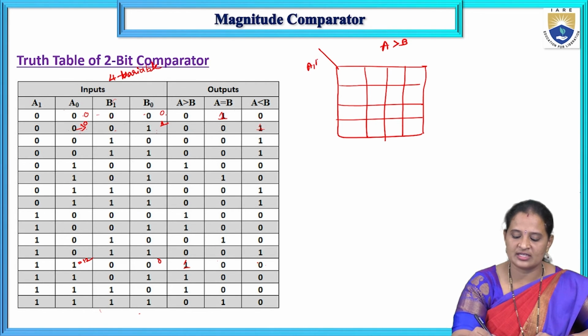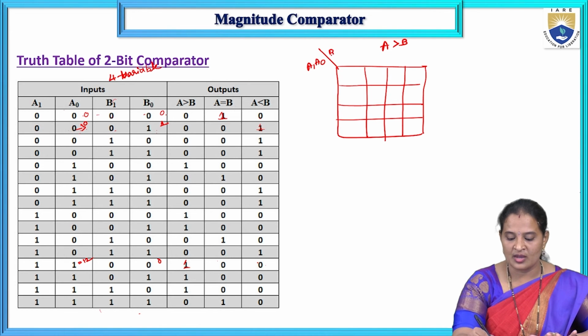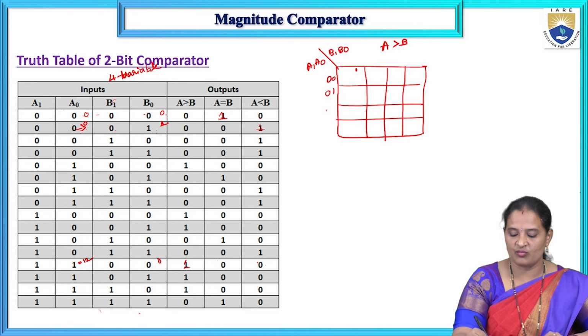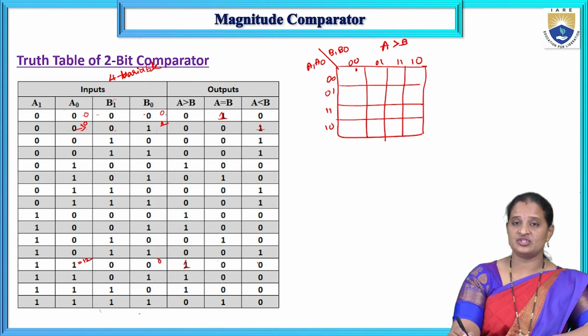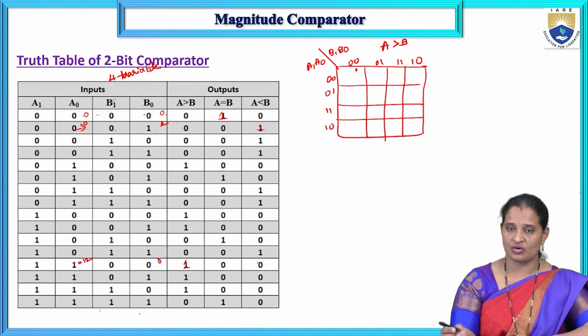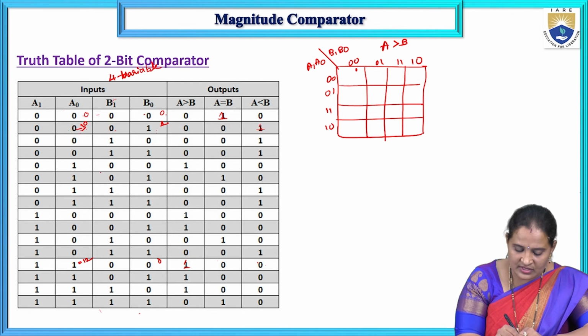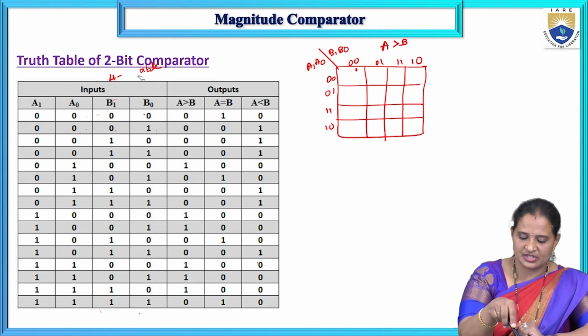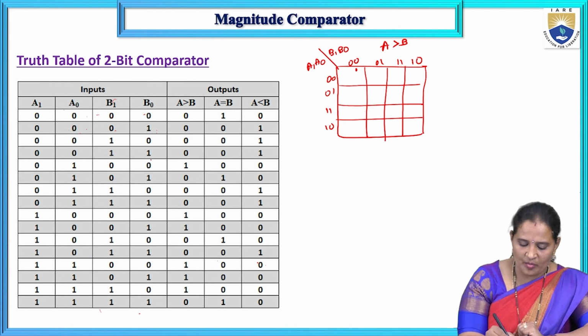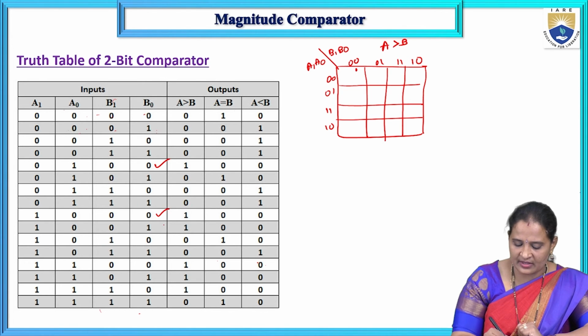What is the order that is given in the truth table? A1, A0, B1, B0. So this is 00, 01, 11, 10 and 00, 01, 11, 10. Now let us identify for which combinations the A greater than B output is 1. This is the first combination. Let me erase all these so that you can easily understand. This is the combination for which the A greater than B output is 1.